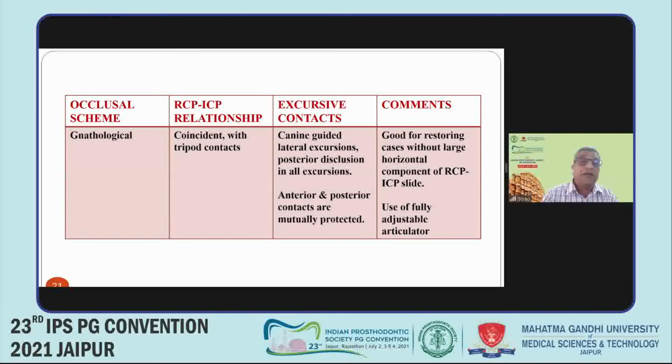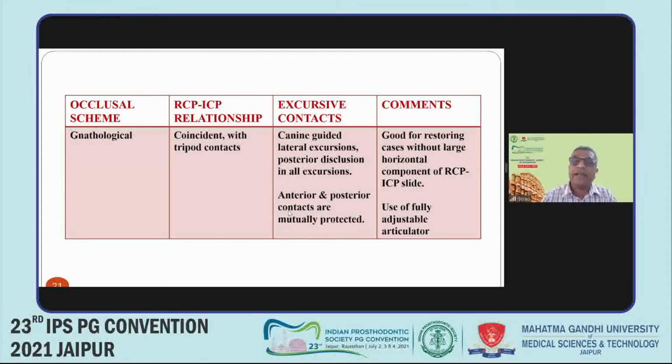So then, I am going to share with you some of the established concepts, the philosophies which have been already established. This is the oldest concept. Here the retruded contact position (RCP) and ICP positions are coincident, where you can use canine guidance in the lateral excursions. That means the canine is the guide, and posterior disocclusion will occur.